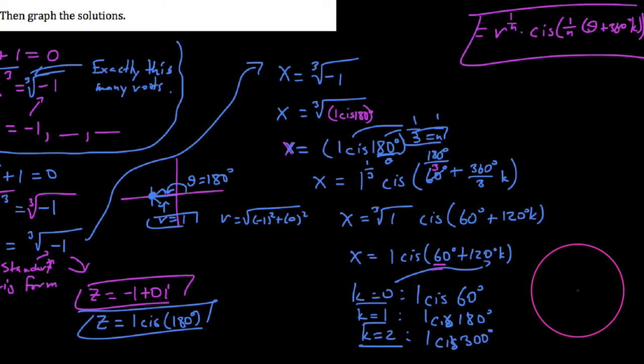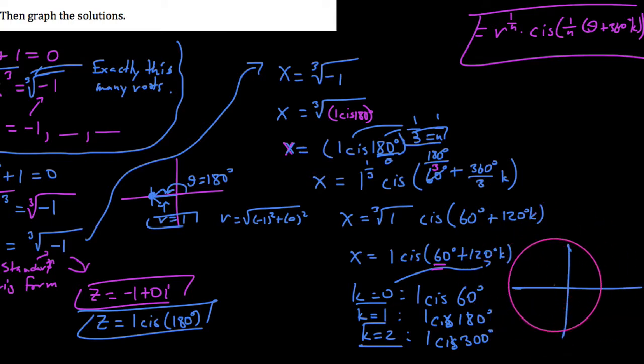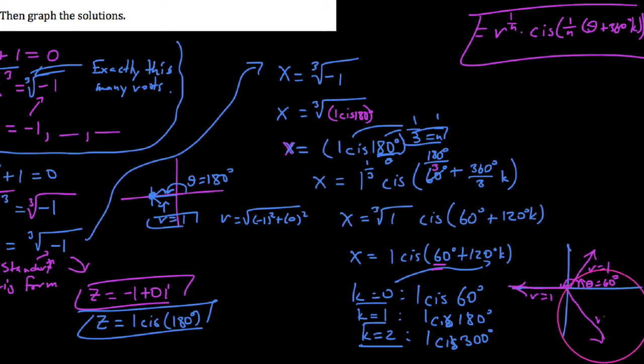The last thing I wanted to do is graph the solutions, because one thing I noticed in the last video was that they were all evenly spaced around this system. So 1 cis 60 would be 1 unit. We call this r equals 1, in the 60 degree direction. Then 1 cis 180 is right here, r equals 1 and the 180 degree direction. And then 300, which is 60 degrees shy of 360, with r equals 1 here as well.